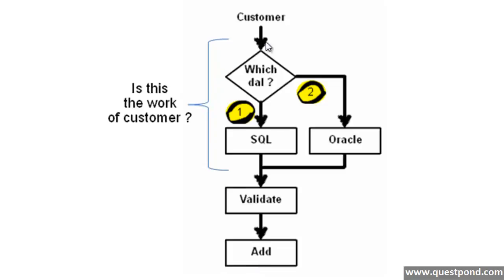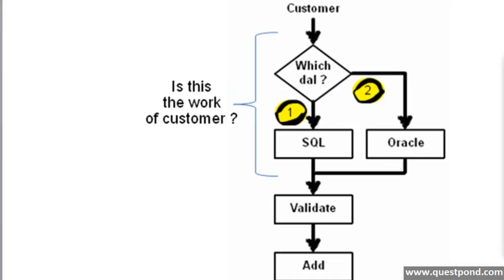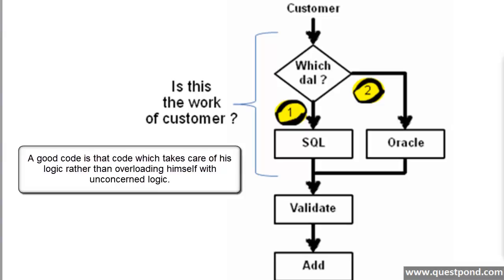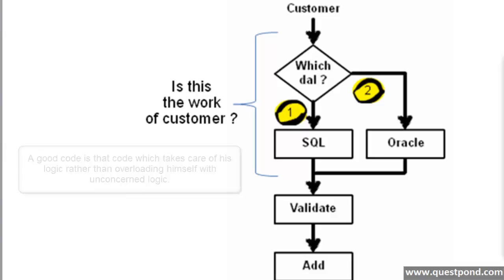But definitely creation of the object of data access layer, or the decision making of which data access layer object is to be created, is not the work of the customer object. In simple words, the customer object is loaded with too much work. A good code is that code which takes care of its own logic rather than overloading with logic which it is not concerned with. For instance, in this case, the customer class is now taking care of logic like deciding which data access layer object to be created, which is actually not its work. This makes the customer class tightly coupled to the data access layer changes. And second, in the long run, this code becomes difficult to maintain.